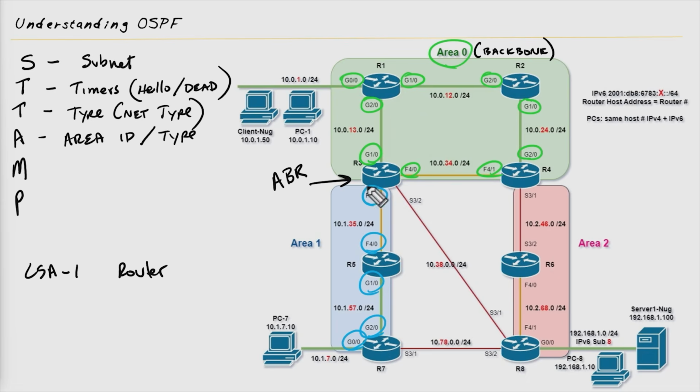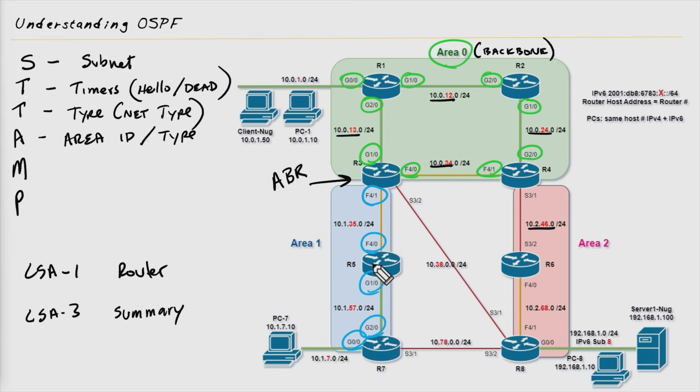And what an area border router does is generate LSA type 3s. The name for that LSA type 3 coming from the ABR is a summary LSA. The benefit of a summary LSA is that it has information, for example, about the 10.0.13 network and 10.0.12 and 10.0.24 and 10.0.34, and also information about the network 10.2.46, etc. And it can forward all those individual routes down into area 1.